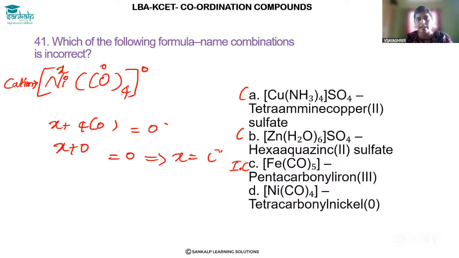Now we will name this compound. First we have to name the ligand. There are 4 carbonyl ligands. For 4, we say the prefix tetra. Tetracarbonyl. Then we have to name the central metal atom. So tetracarbonylnickel with its oxidation state 0 in the bracket.